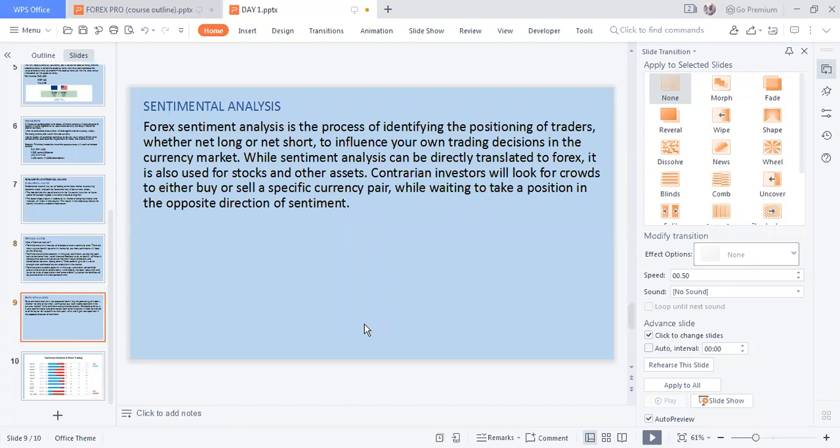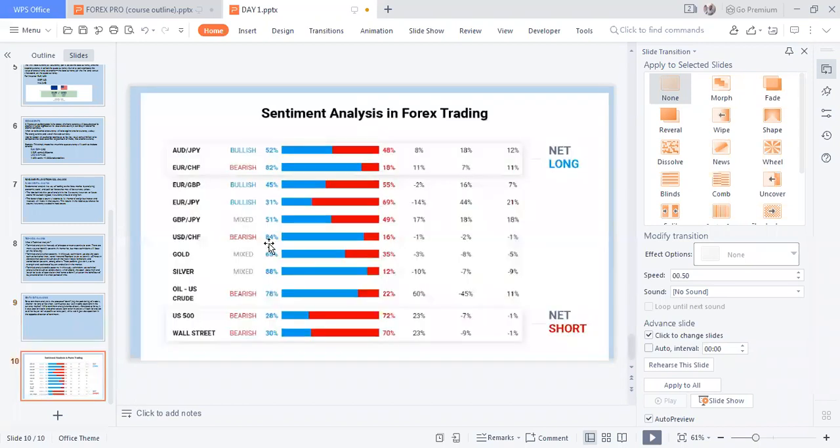Sentimental analysis is when a trader predicts whether he should buy a trade or he should sell a trade. Sentimental analysis is when a trader predicts a forex market with other people's results. A very good example of what I'm saying is this. While I was making my research, I had to screenshot something online. Look at it. These are people's predictions.